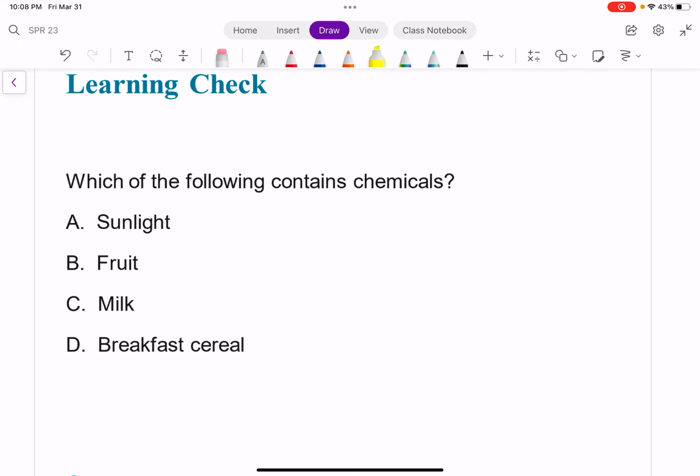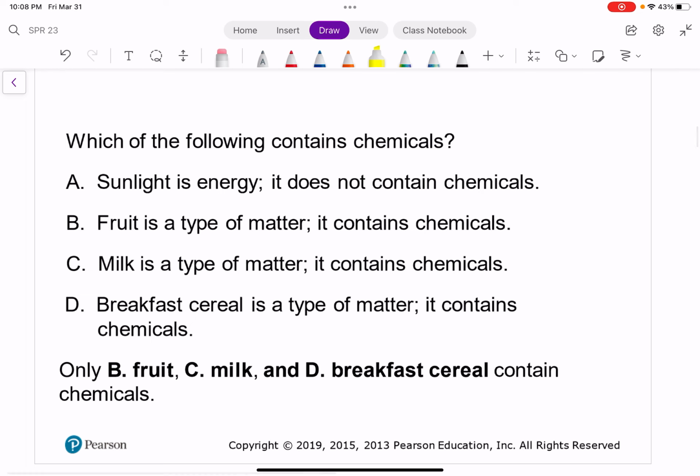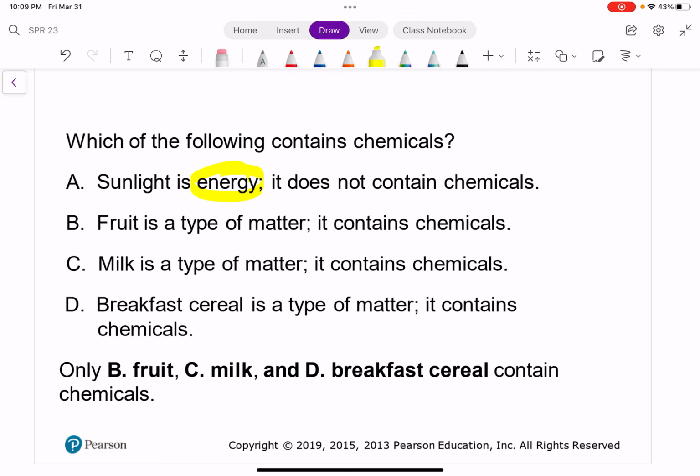For these learning checks in the future and today, I'd like you to try to pause the video and answer these yourself. So go ahead and pause, read through it, answer. You can answer more than one of these can be containing chemicals. So the solution is all of them contain chemicals except for sunlight. Sunlight is actually a form of energy. But the rest of them do contain chemicals.